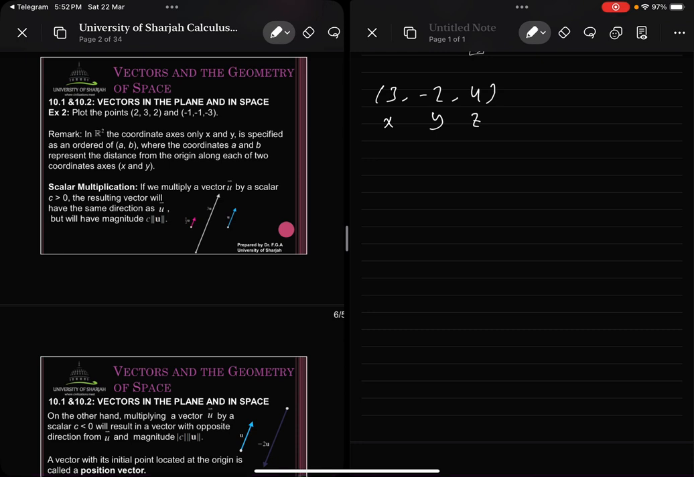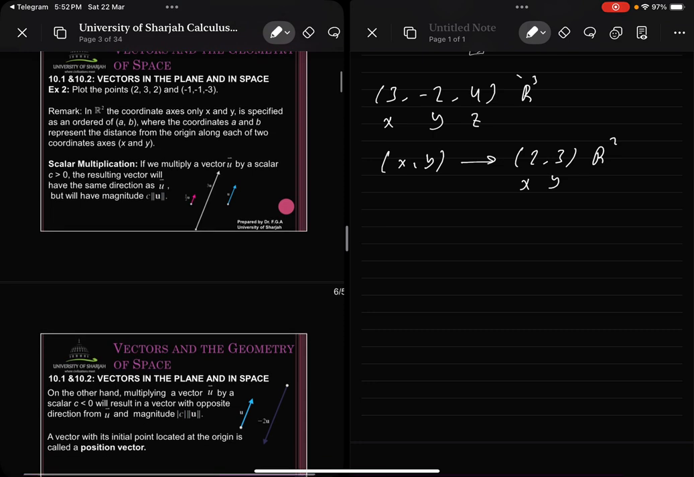Remark: in R squared, only the coordinate axes x and y are specified. For example, if we have 2 and 3, it is x and y. So this we call R cubed, and this is R squared: 2 axes here, 3 axes there, or 3 dimensions.